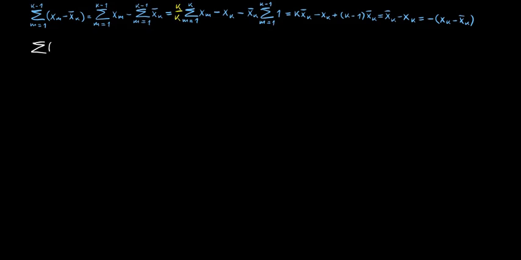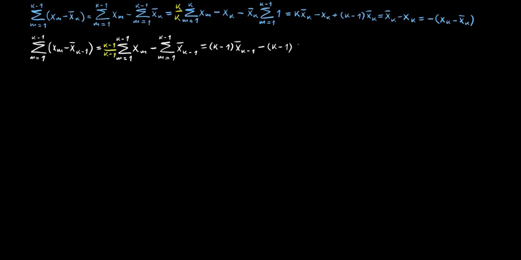Our next term is the sum of x sub m minus our previous average value, where n goes from 1 to k minus 1. Similarly to before, this equals the sum of x sub m, where n goes from 1 to k minus 1, minus the sum of the previous average over the same range. Multiplying the first sum by k minus 1 over k minus 1 yields k minus 1 times our previous average minus k minus 1 times our previous average, which is just 0.